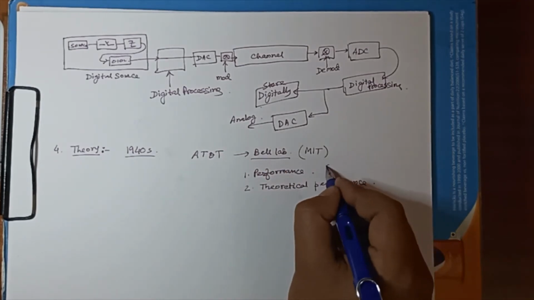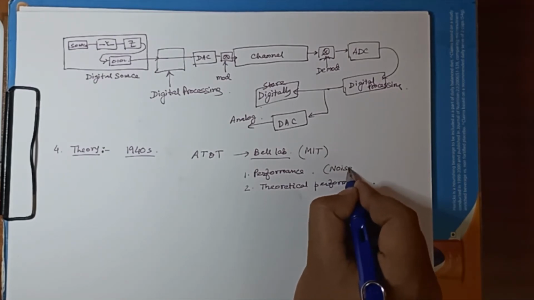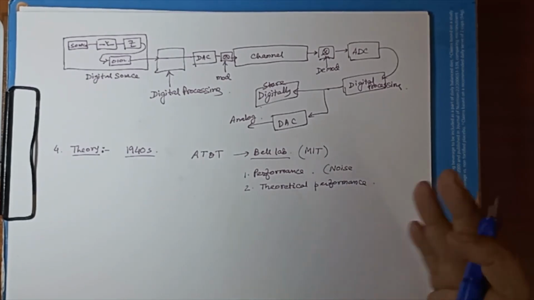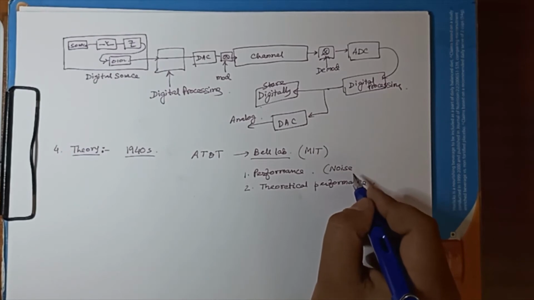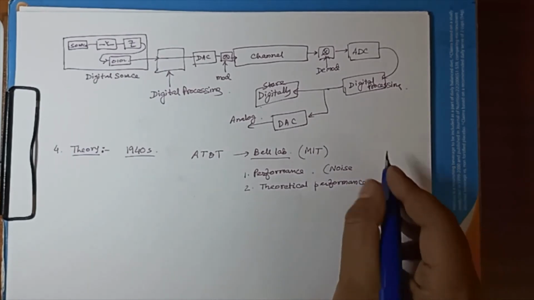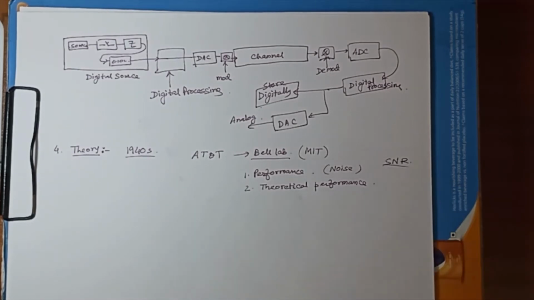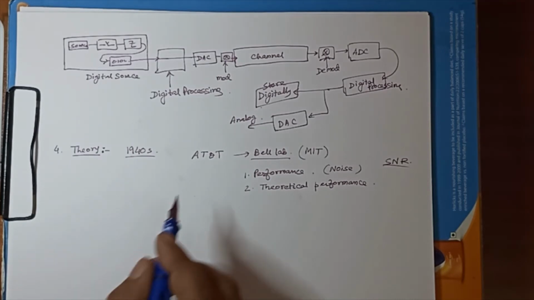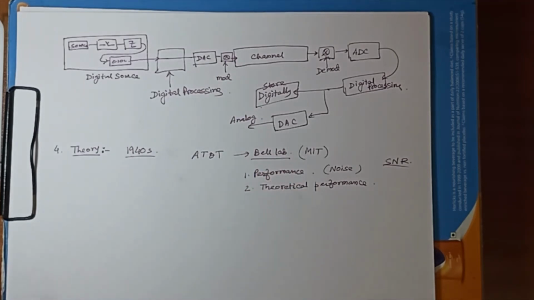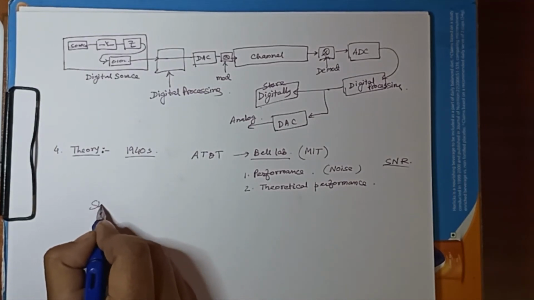So in performance you can discuss the noise behavior, the behavior of the communication system in presence of noise. So in analog communication, you know the signal to noise ratio, you always try to improve the signal to noise ratio, right? So how to have a low noise amplifier, those kind of things. So the first big breakthrough came by Shannon.